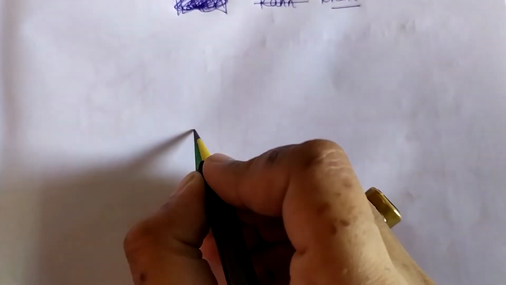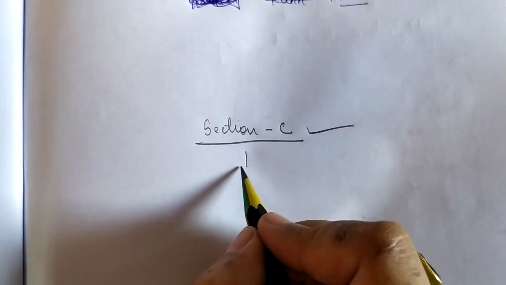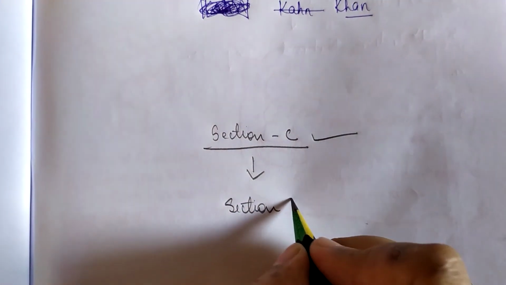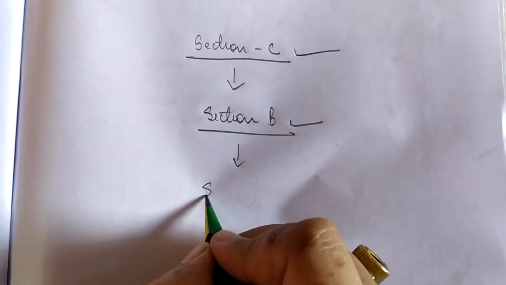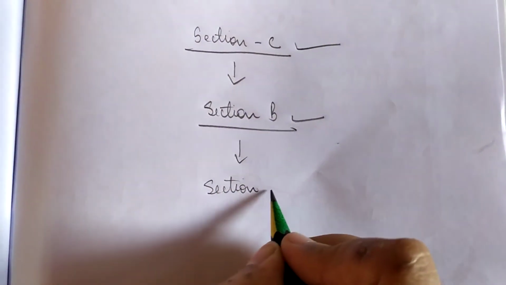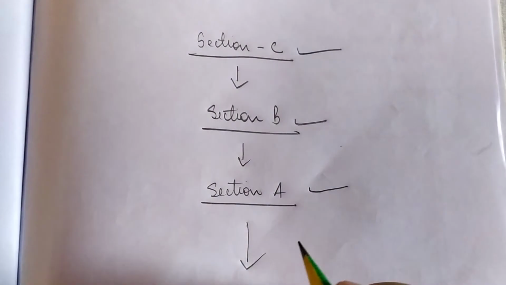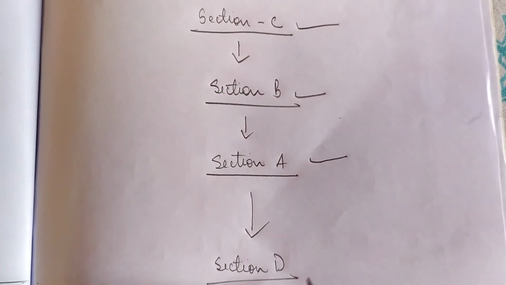Before you start your examination, I will suggest you first start with section C, that is long answer. After completing that, go to section B, that is short answer questions. After completing that, go to section A, that is very short answer. After completing that, come to section D, that is map.